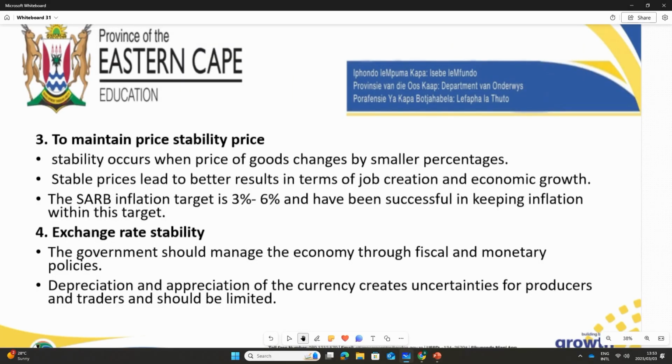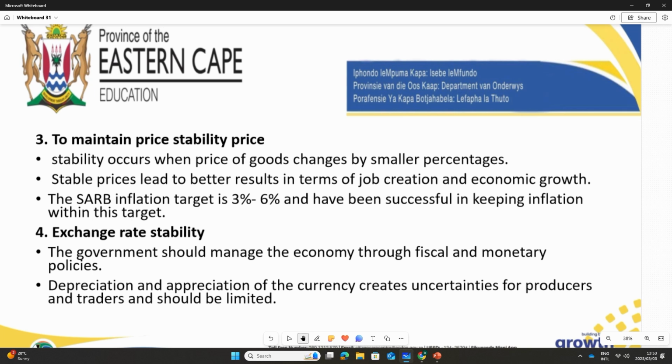Then we've got the South African Reserve Bank, which has the target of between 3 and 6% to maintain prices. Number 4, exchange rate stability. The government should manage the economy through fiscal and monetary policy. Depreciation and appreciation of the currency create uncertainties for producers and traders and should be limited. So government has to make it a point that it limits the fluctuation of the currency.